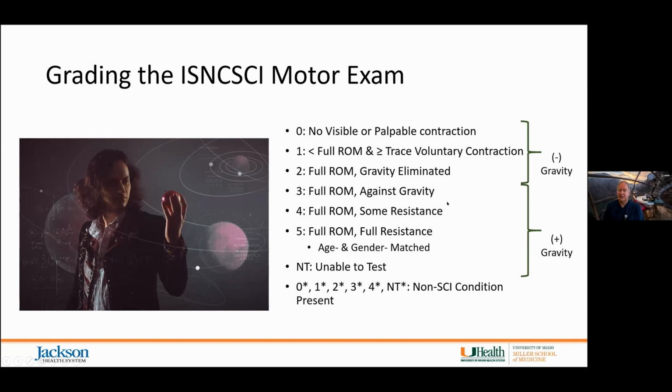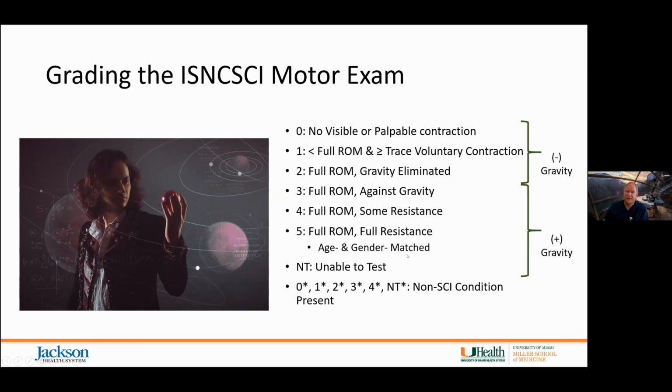If they can move the limb through its full range of motion against gravity, then we give them a score of 3. If they can move it through the full range of motion with full resistance, that is age and gender matched, we give them a score of 5. And anything less than full resistance, but greater than just anti-gravity, we're going to give them a score of 4.